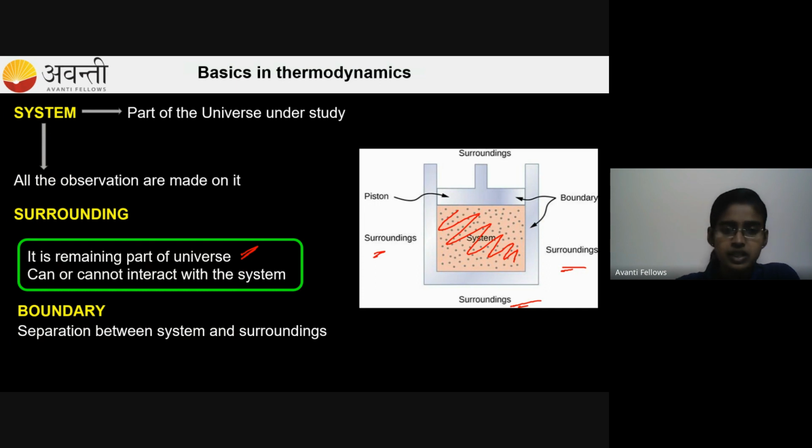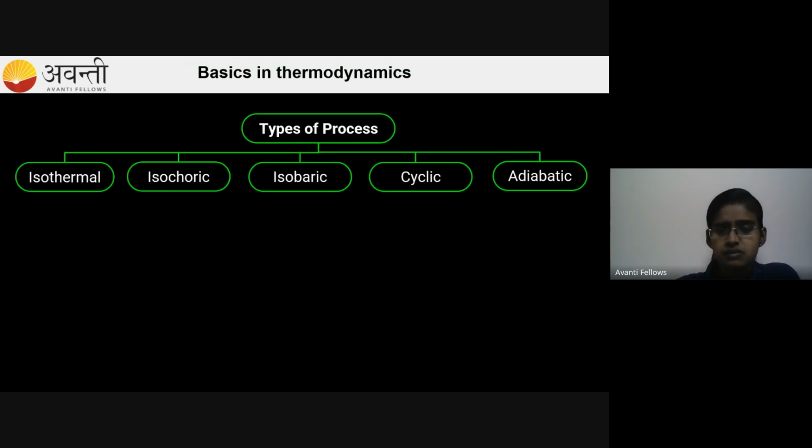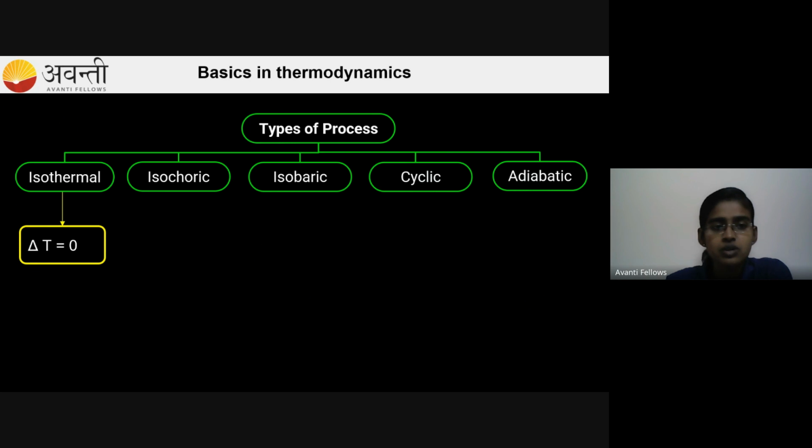Coming to the next slide, here we are going to talk about the types of process. Totally we have 5 processes. The first is isothermal. Iso means same, and thermal means temperature. So the temperature is going to be the same. The temperature is constant. If the temperature is constant, then the change in the temperature is also 0. Change in the temperature will be equal to 0.